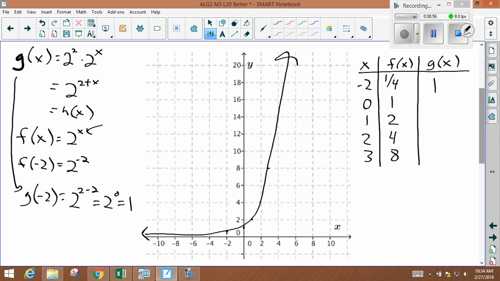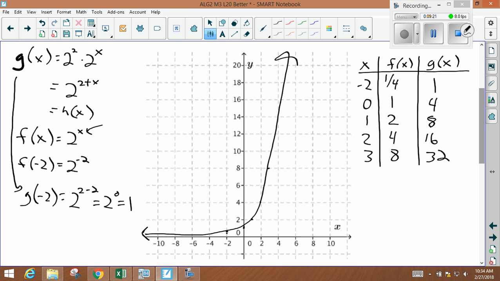So how about 1? When x is 0, we get 4 here. When x is 1, we get 8. When x is 2, we get 2 to the 4th power, or 16. And when x is 3, we get 32. That's going to be off our graph. But let's go ahead and graph it.